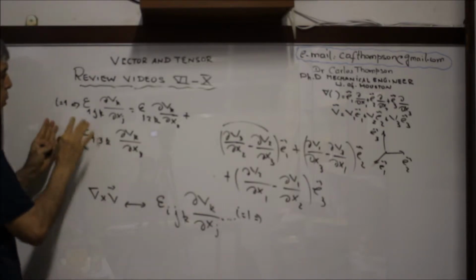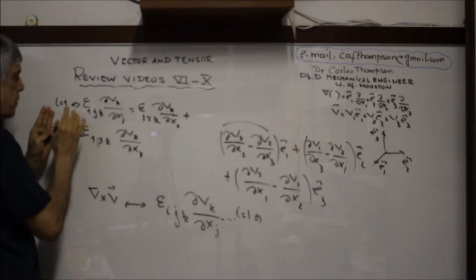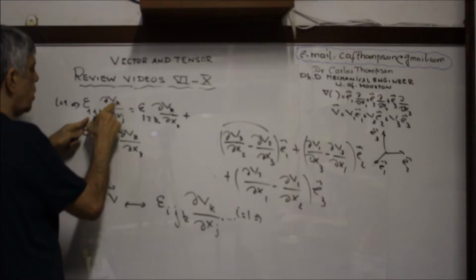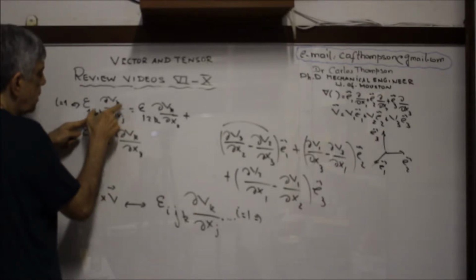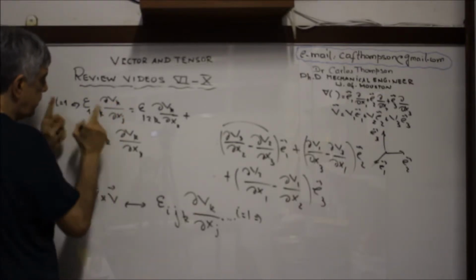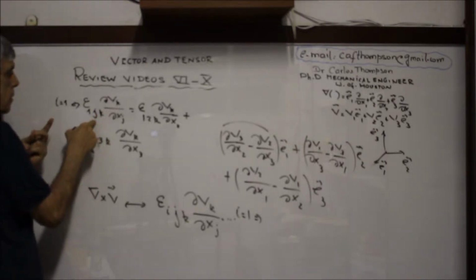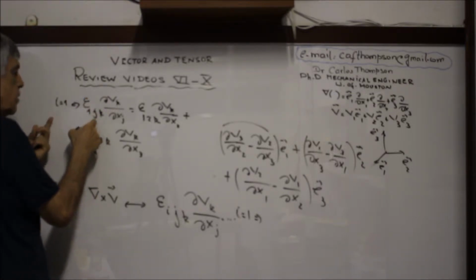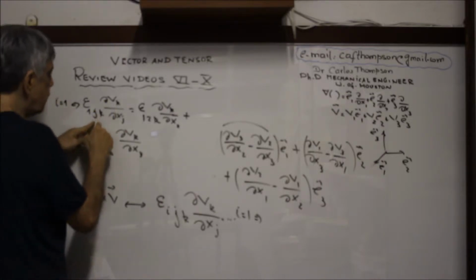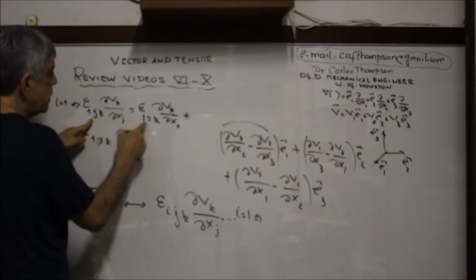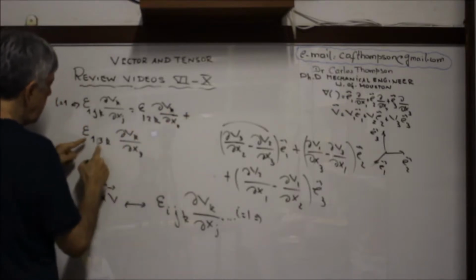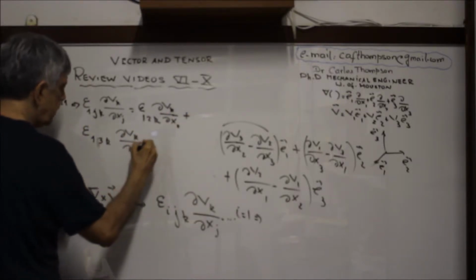You see what I'm doing, I'm summing only on j, remaining k fixed. Now, j cannot be 1 because epsilon 1, 1, k is 0. So let's start j from 2. So 2 here, plus 3 and 3.